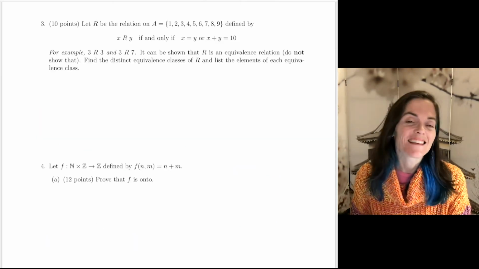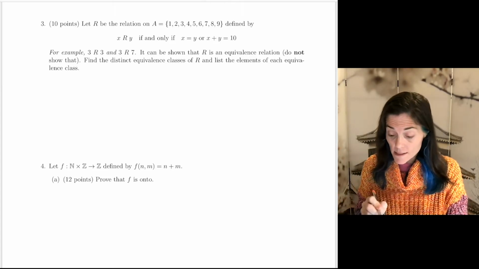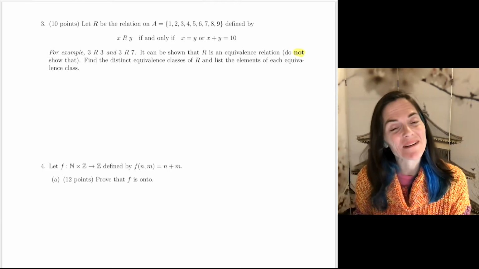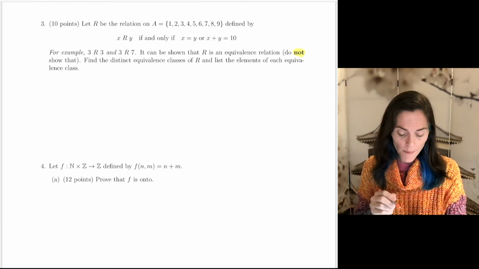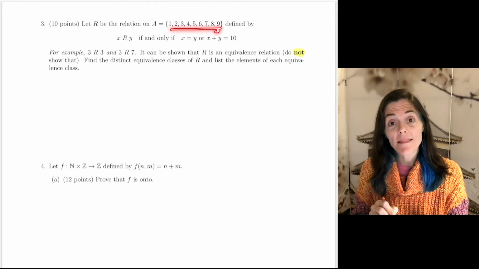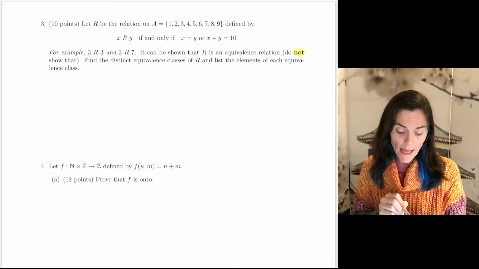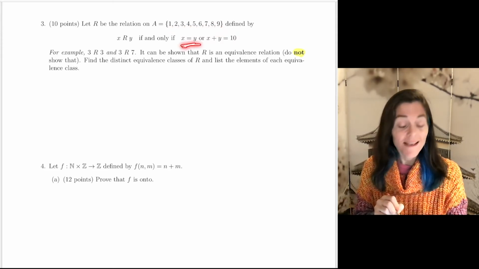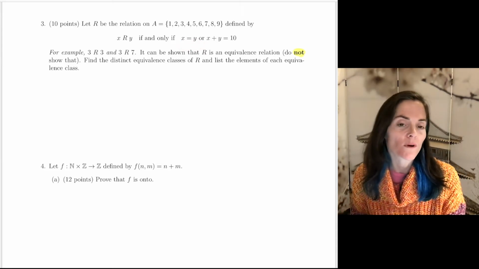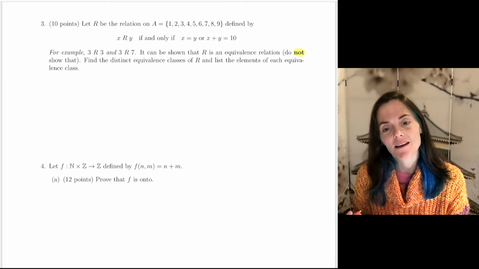Number 3, this is also a question involving an equivalence relation, but we are not asked to prove that this is an equivalence relation. We're asked to do something a little bit different. So let's read the problem. We start with the integers between 1 and 9. That's our set A. And then we define a relation on A by, for x, y in A, x relates to y if and only if x equals y or x plus y equals 10. And then we're told, well, for example, 3 relates to 3, and also 3 relates to 7.